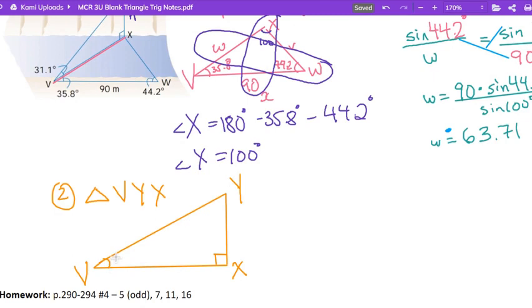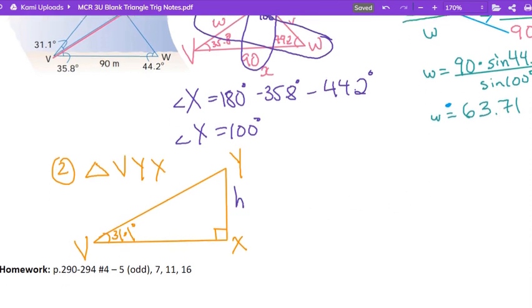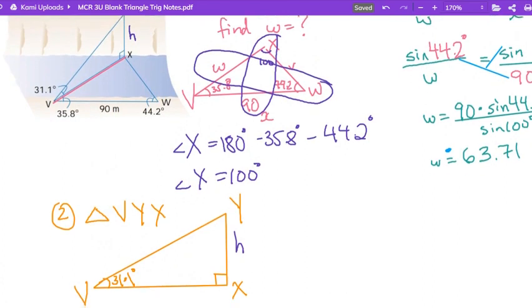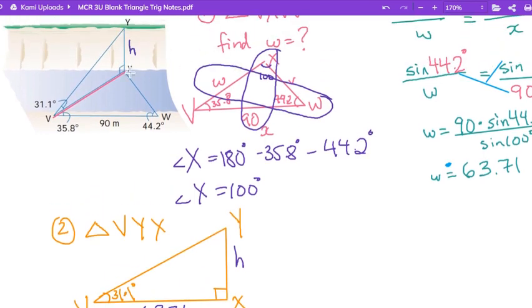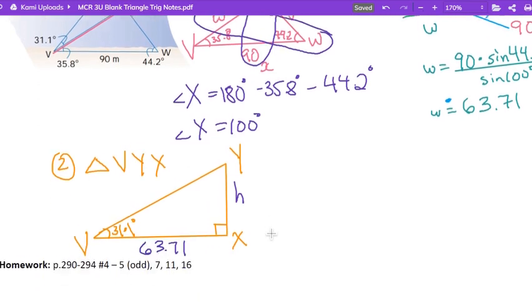Okay, what do we know? We know 31.1. I know I'm solving for H. And where do I put the 63.71? Because there's no W here. Where do I put it? Side Y? Yes, at the bottom here. 63.71. I'm like, where do, oh yeah, it's the bottom of it. It's right between the 31 and the 90-degree angle.